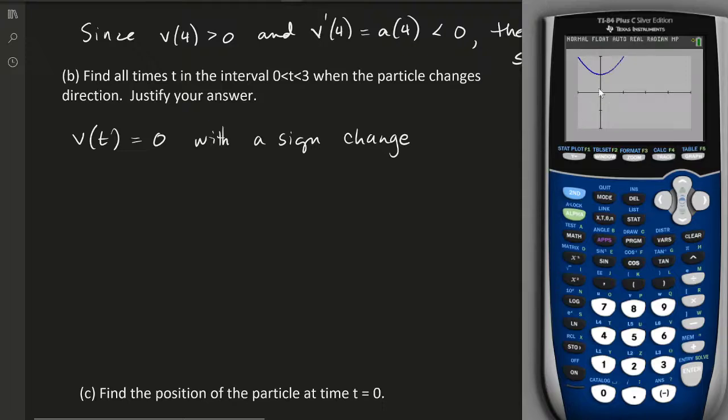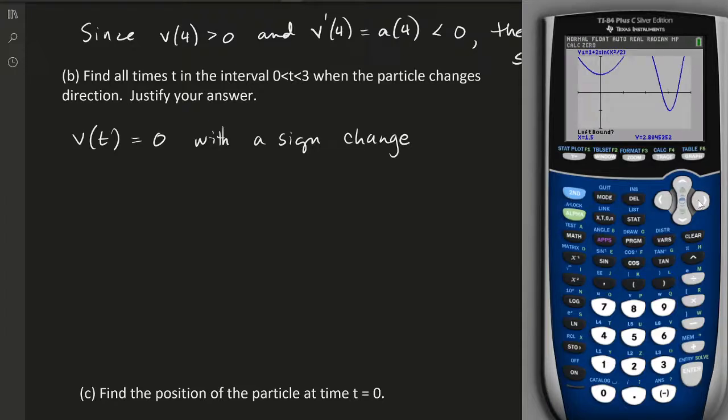And so here I am from 0 to 3, taking a look. Oh, and it looks like I've got 1, 2, but that second one is outside of my window. So really, I just have one place where it changes direction. I see a sign change on my velocity curve. It changes direction between 0 and 3. So we're going to find that spot. So I'm going to go second calc, and it's a 0. So I'm going to go down to 0.